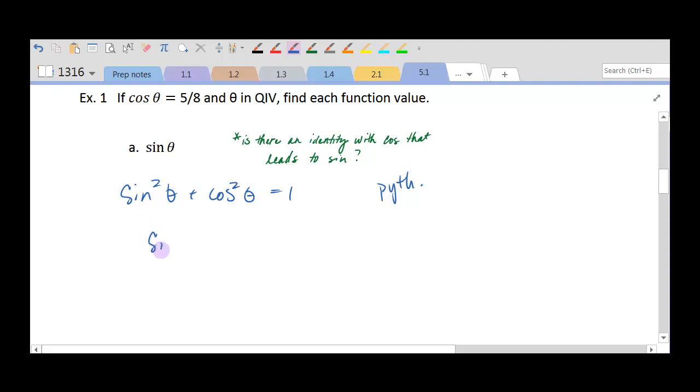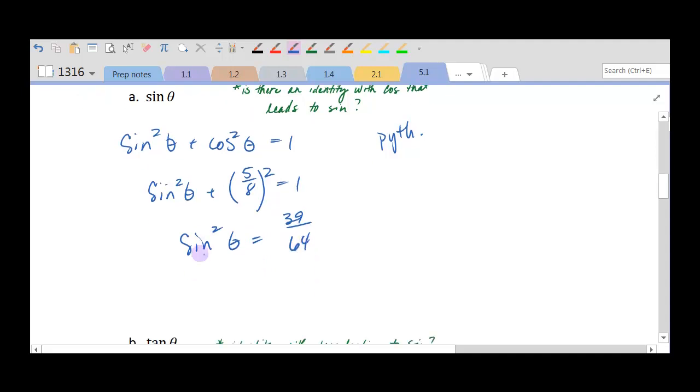So let's substitute in: sine squared theta plus 5/8 squared is equal to 1. Solving for sine squared theta, I'm going to square this fraction and subtract it from 1 using my calculator. So sine squared theta is equal to 39 over 64. Since I'm solving for just sine theta, I'm going to take the square root of both sides. And when I do that, I find that sine theta is the square root of 39 over the square root of 64, which is 8.